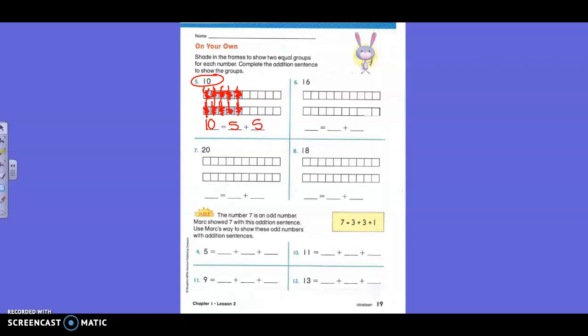Okay? So if we did 16, let's do that right now. Everybody with me. Let's shade it. You pick up your pencil. Ready? Shade. Top 1. Bottom 2. Top 3. Bottom 4. 5. 6. 7. 8. 9. 10.